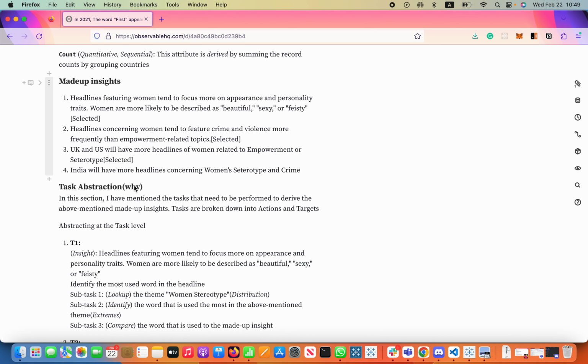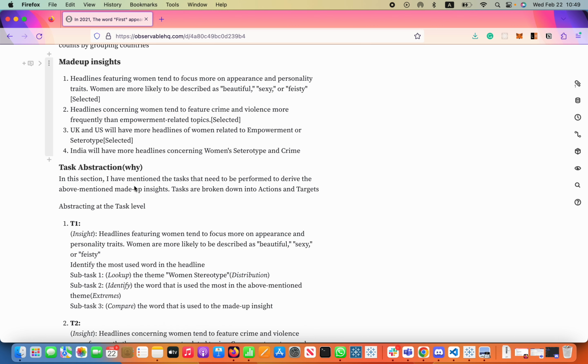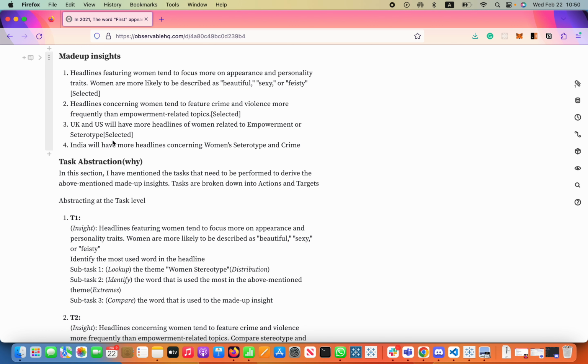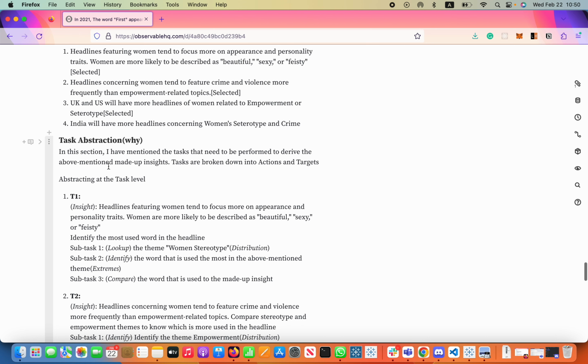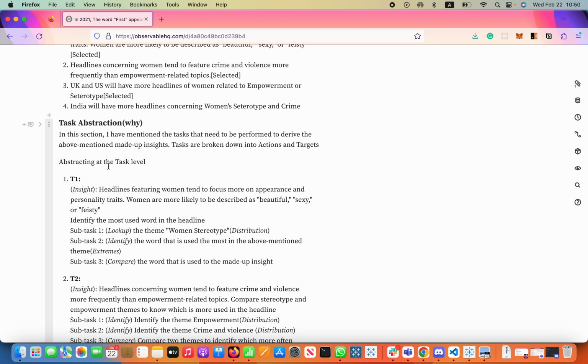My other made up insight was that the UK and US would have more headlines of women empowerment than stereotype, considering that we saw firsts like the first Black woman vice president, and even in the UK there was a female prime minister. And my last made up insight was that India would have more headlines concerning women stereotype and crime, because that is what we saw dominating the news mostly.